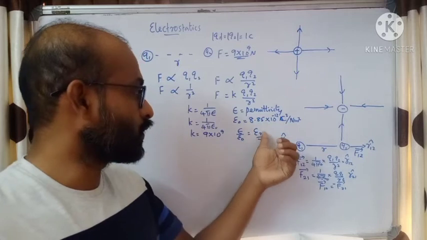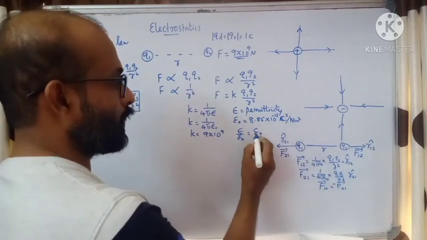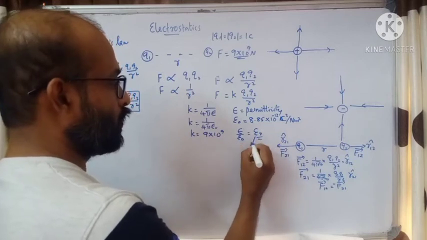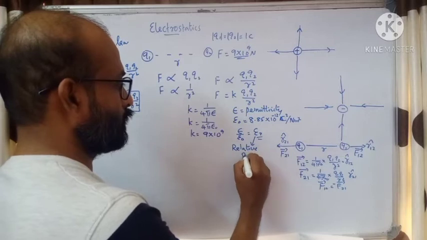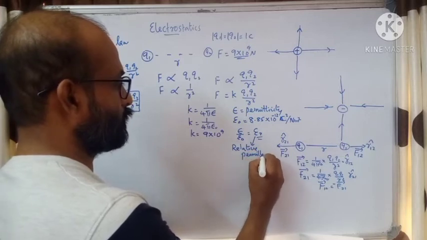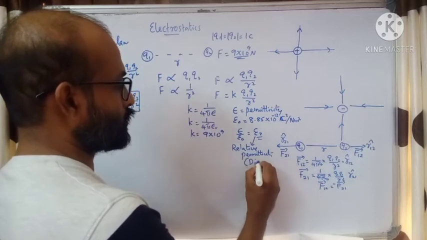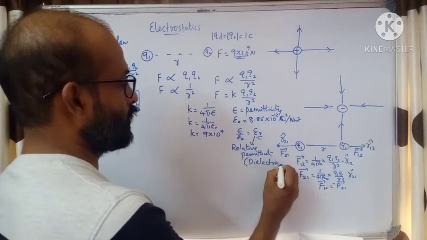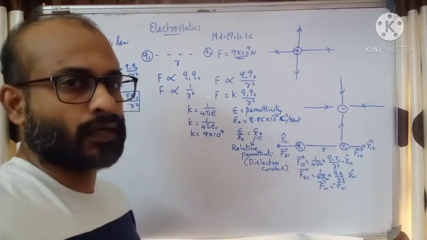Now this ratio is called the relative permittivity. It has got one more name. This is called relative epsilon or relative permittivity. It has got one more name, called the dielectric constant. So relative permittivity is also known as dielectric constant.